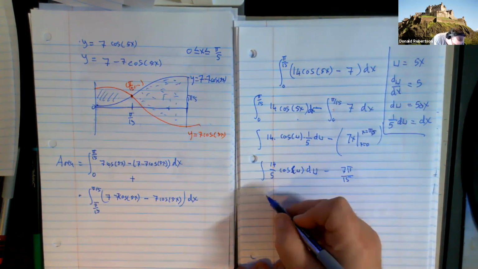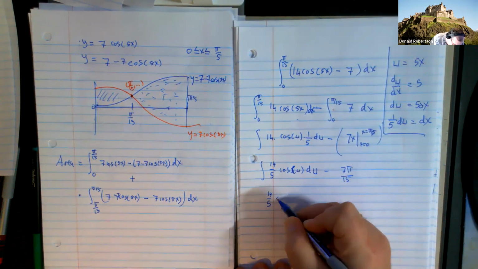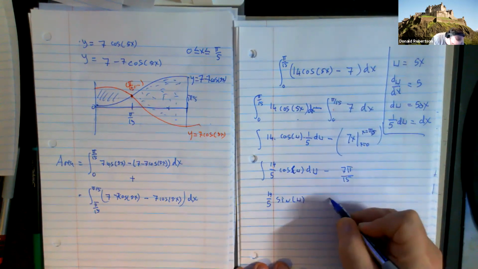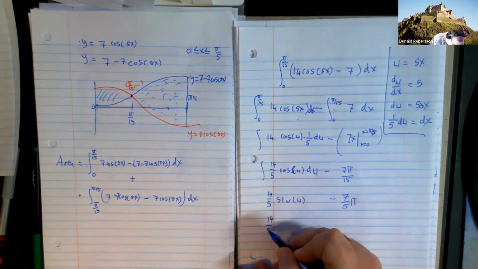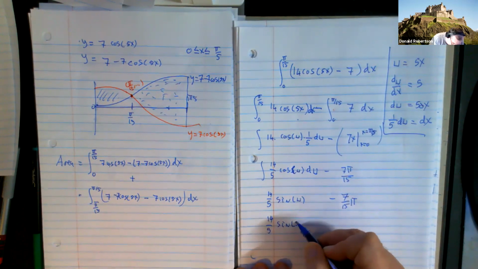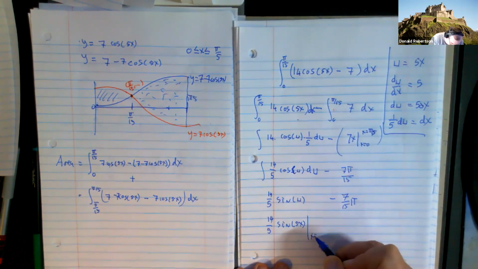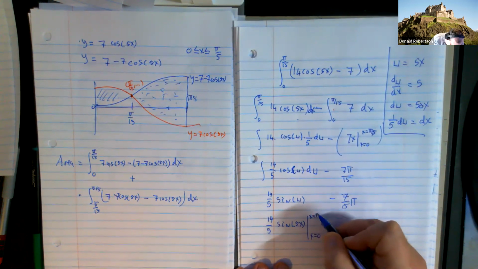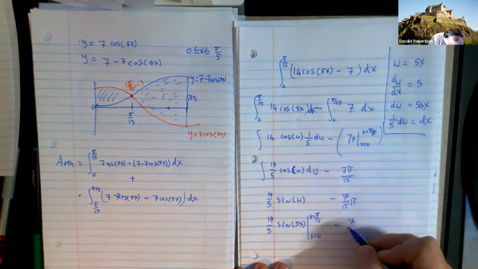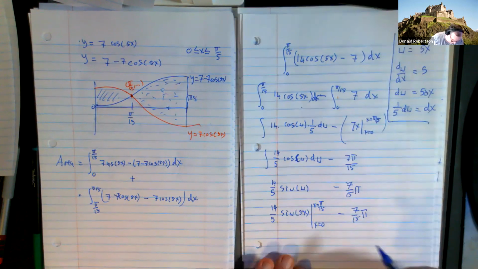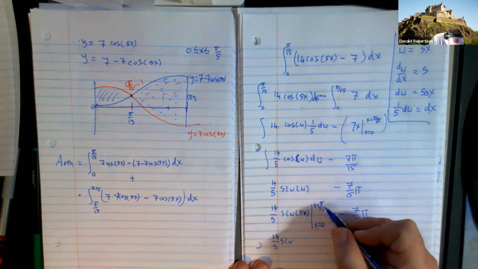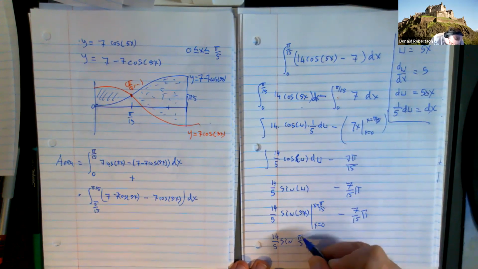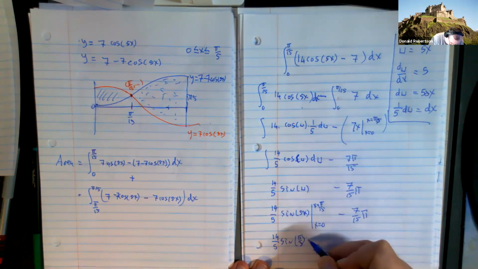Integrate a cosine, you get a sine, so you get 14/5 sine u minus that guy. Switch it back to 5x, and now you can evaluate it at 0 and at pi over 15. Plug this guy in, and you get the sine of 5/15, which is a third pi. Plug in 0, you get 0, so you take away 0.